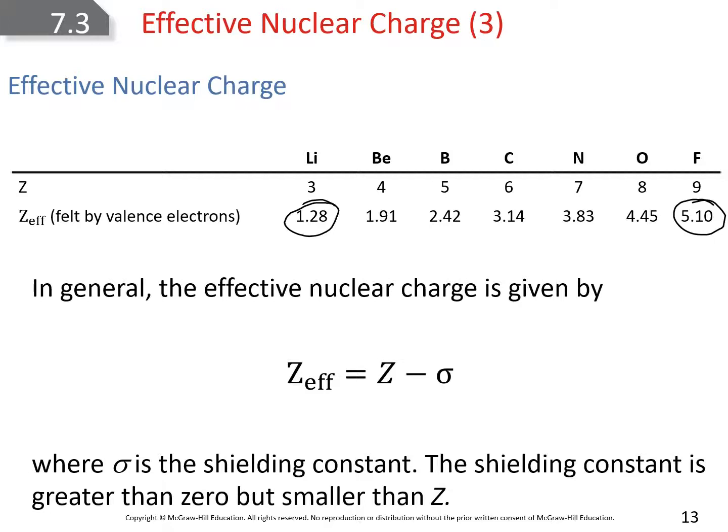So we can calculate the Z effect by Z minus sigma, where sigma is the shielding constant, and that is always a positive number, but always smaller than Z. And Z is, remember, the number of protons, and sigma, again, is the shielding constant, greater than 0, less than the number of protons.